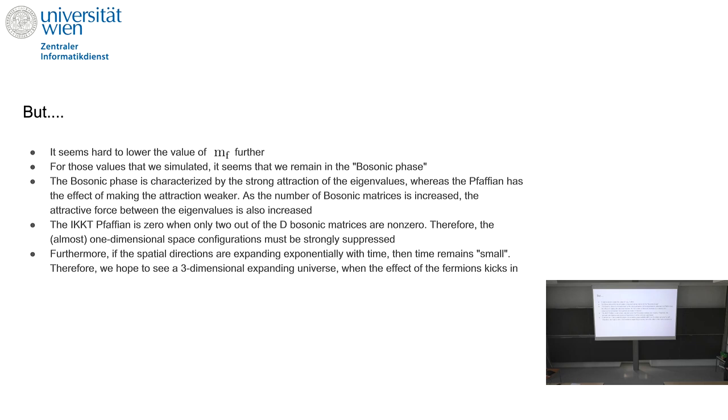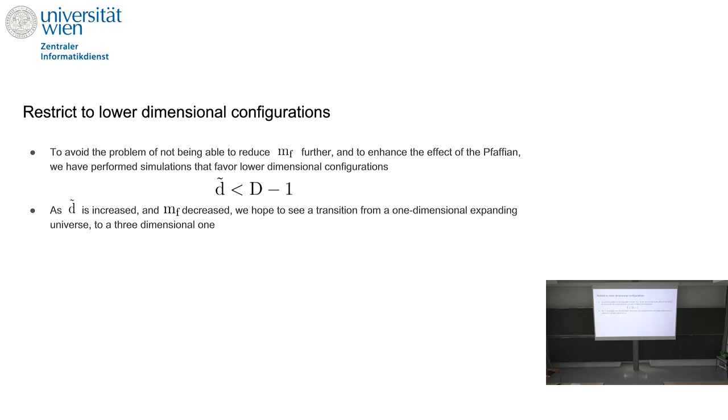So in order to avoid the problem of not being able to reduce MF further and try to enhance the effect of the Pfaffian, we have performed some simulations that favor lower dimensional configurations, which I will call d tilde, which is a number smaller than 9. Okay, 9 are the spatial dimensions of the original model. Now we'll make simulations of configurations that are mostly d tilde dimensional. And as d tilde is increased and MF decreased, we hope to see a transition from the one-dimensional behavior to the three-dimensional one.